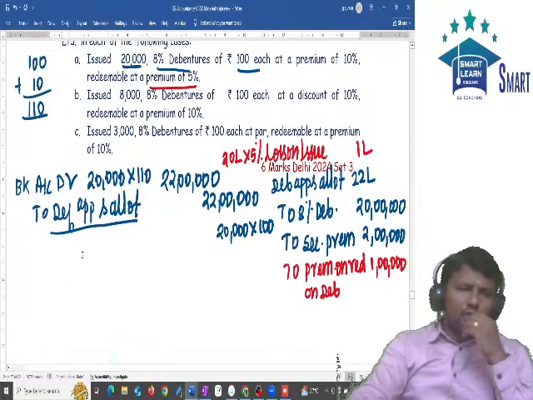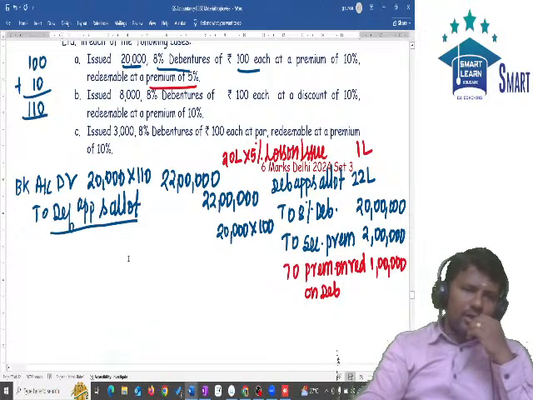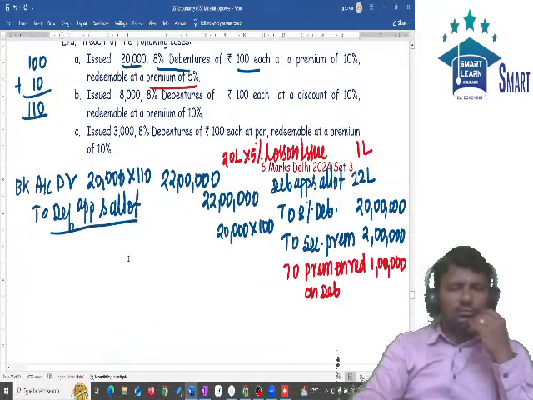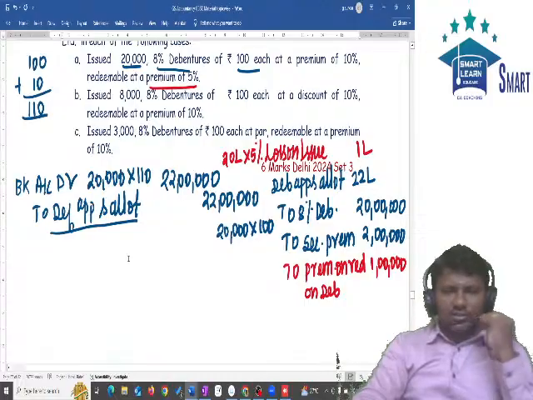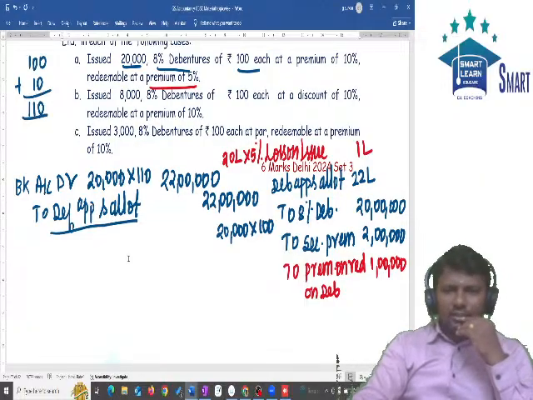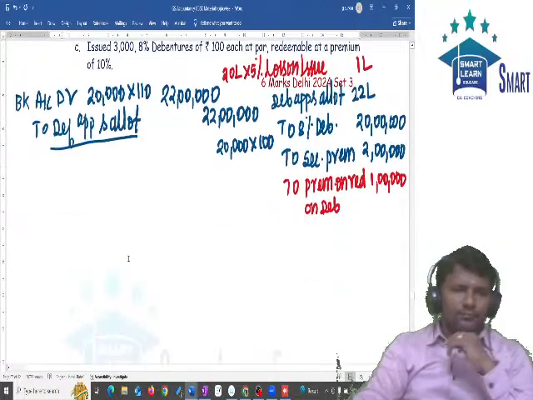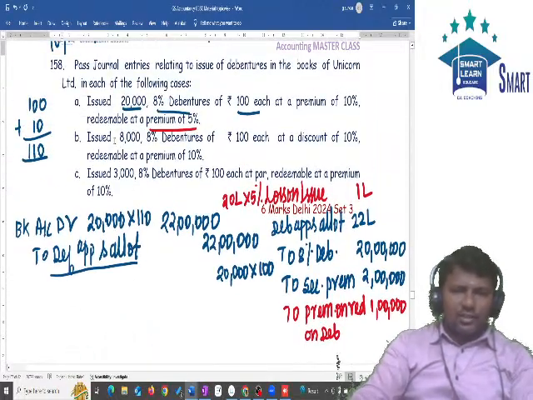In exam, don't use short form, write it fully. Also, in exam, you should write narration for every transaction. Since it is a revision session, we are not writing narration, but ensure in exam you are writing the narration. Okay, we'll discuss the answer now.